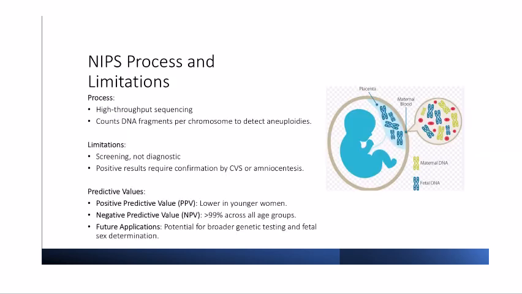NIPT relies on high-throughput sequencing to count DNA fragments and detect aneuploidies. Although highly accurate, it's still a screening test. Positive predictive value, or PPV, is lower in younger women, but negative predictive value remains consistently high across all ages. Future developments may expand NIPT to screen for a wider range of genetic conditions.